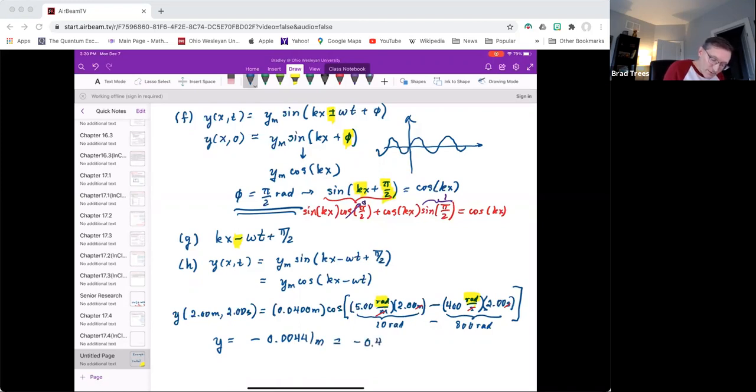Negative 0.441 centimeter. Notice it doesn't say I have to give the answer in SI units. You can if you want, or you can do it this way. Or you could even give it in millimeters, just so long as you label the units. Okay? All right, so that's, I think, a good problem to see how well you understand properties of a sinusoidal transverse traveling wave.